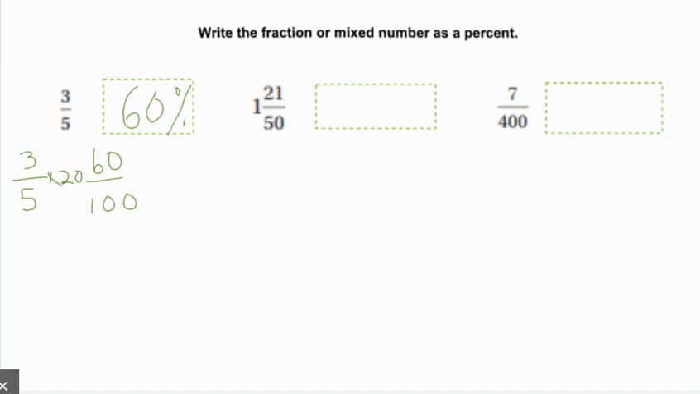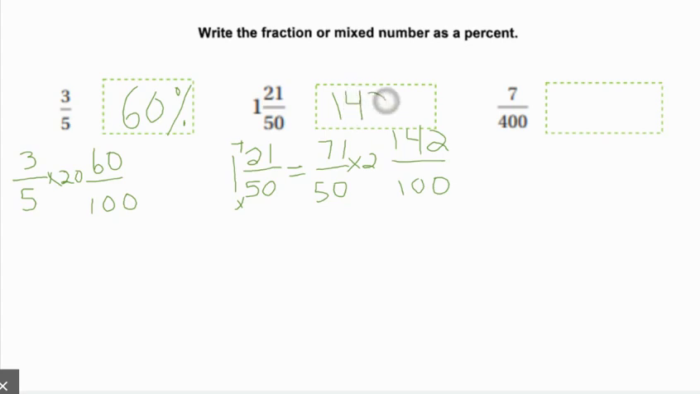So now we have 1 and 21/50. We're going to right away change this to an improper fraction. So 50 times 1 is 50, and then add it to 21 is 71 over 50. So now what's great about 50 is we can change that denominator very easily by multiplying by 2 to get 100. And then 71 times 2 is 142. So because my denominator is 100, 142% is my percent.